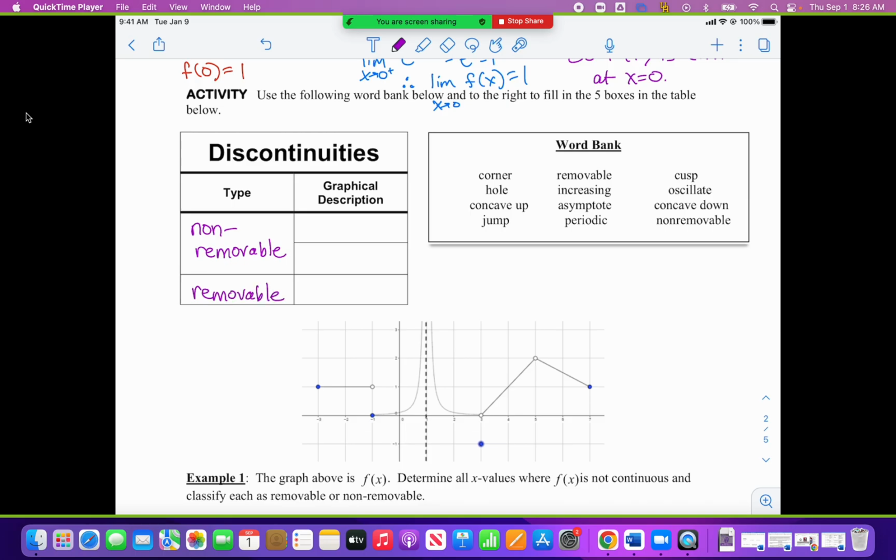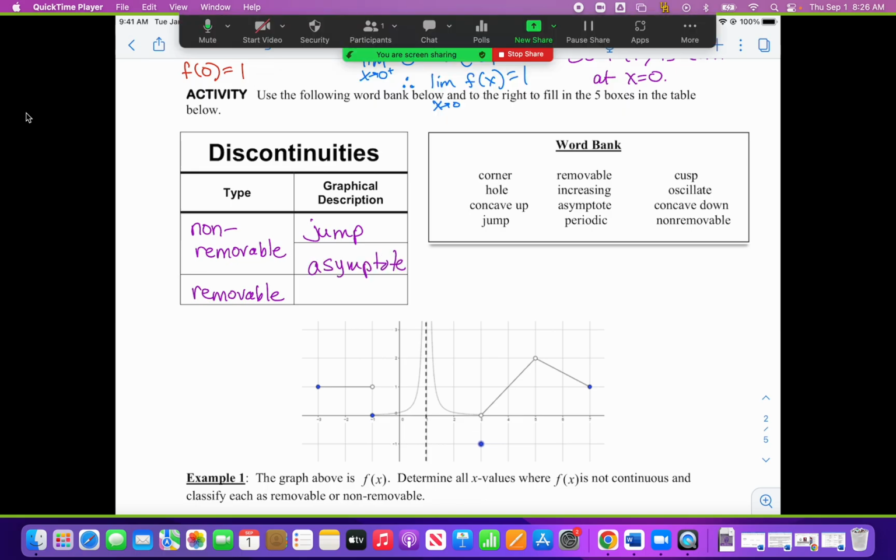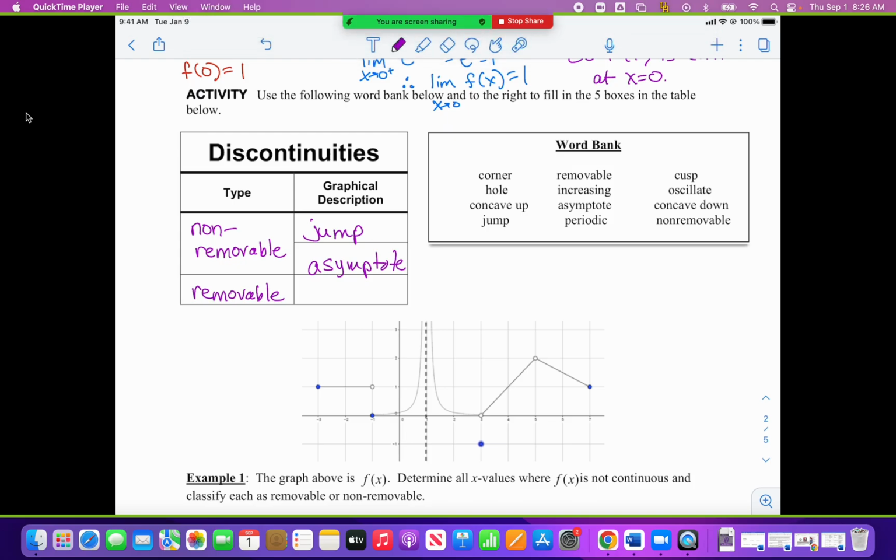All right, so the 2 types are non-removable and removable. So what is one graphical description of non-removable from the word bank? Jump. All right, what's the other word? Asymptote. All right, how about removable?